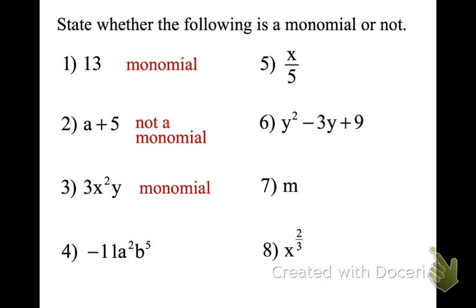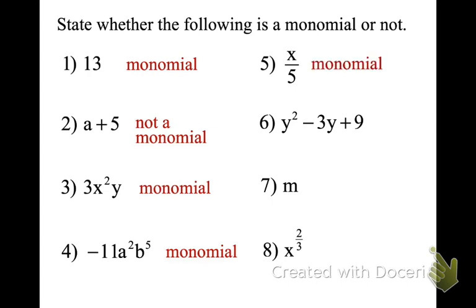I think it's a monomial, yeah, because it's tied together by division. And number 4, oh shoot, I didn't see number 4. I think it is a monomial because it's tied together by multiplication. Number 5, Roman. I think it is a monomial because it's tied together by division.